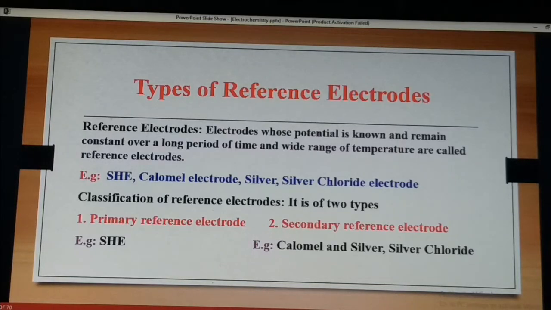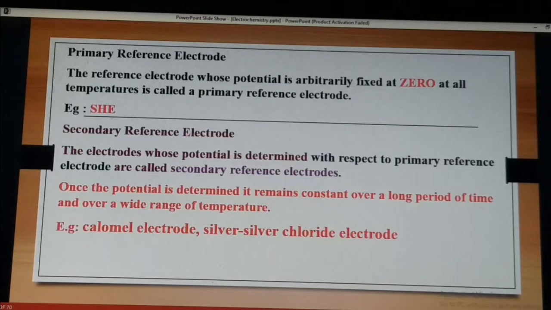But we can further classify the reference electrodes into two types. Primary reference electrode, and the example is SHE, standard hydrogen electrode. That is the only example for the primary reference electrode. Secondary reference electrodes examples are calomel and silver-silver chloride electrode. So let us now see what are primary reference electrodes.